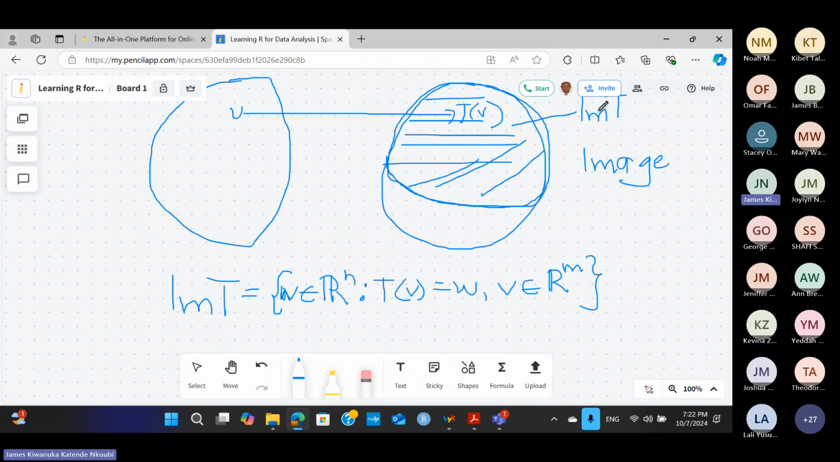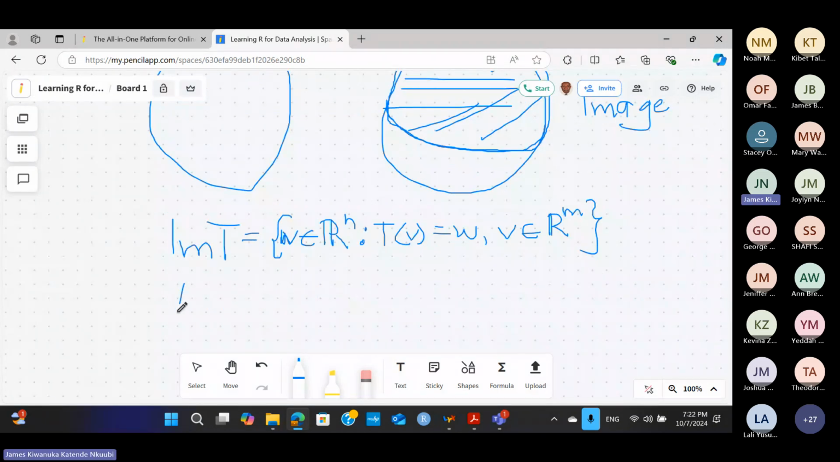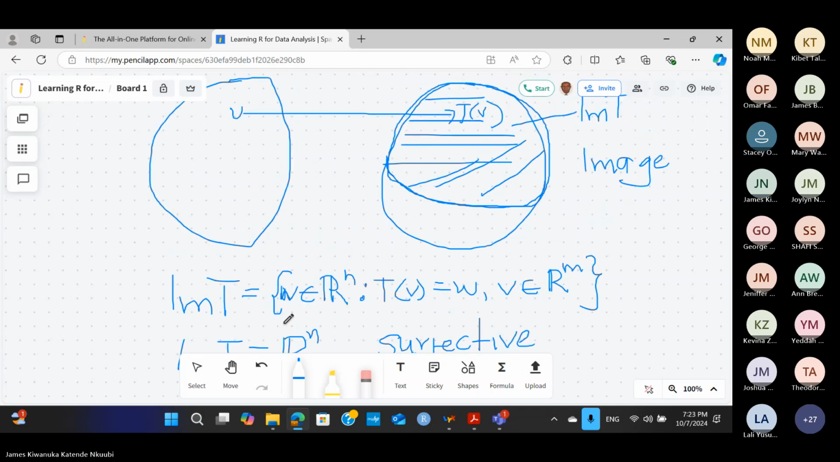So it's possible for the image to be the whole of Rn. If this happens, it doesn't always happen, but if it happens, then we have a special name for such a map. Such a map is called a surjective linear map. So we shall look at some examples where we have maps that are surjective and some that are not surjective. So given a linear map, we want to be able to describe this image, or at least find a way to describe it fully.